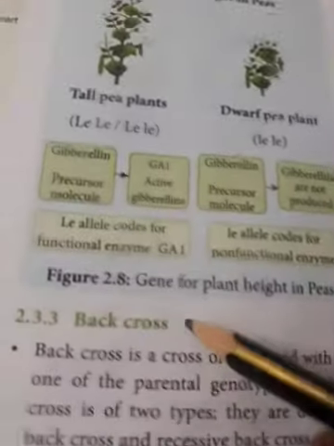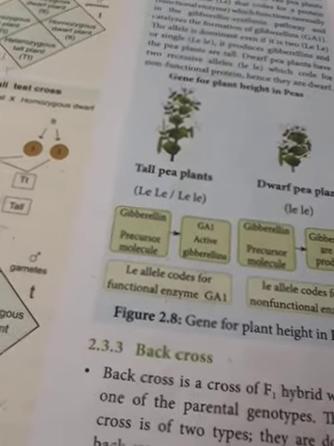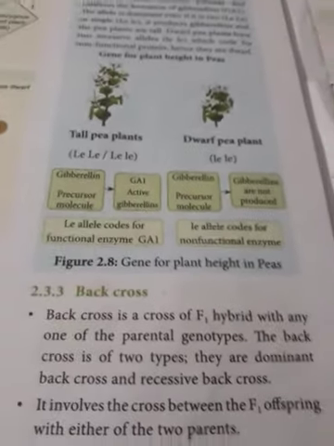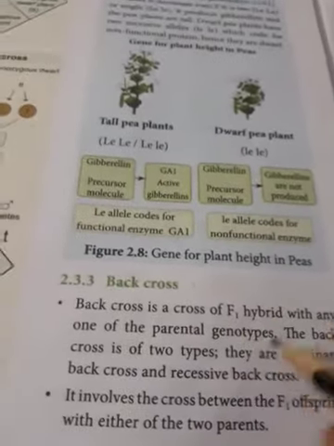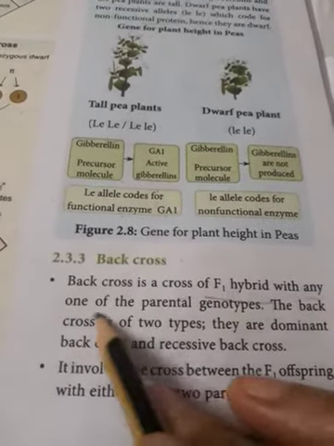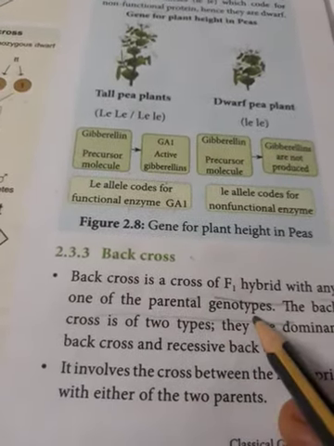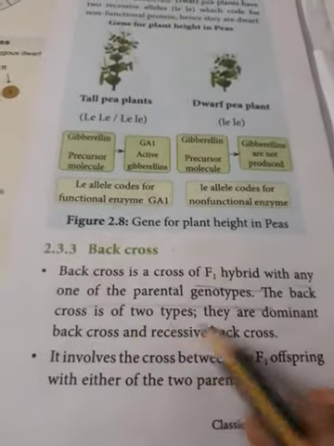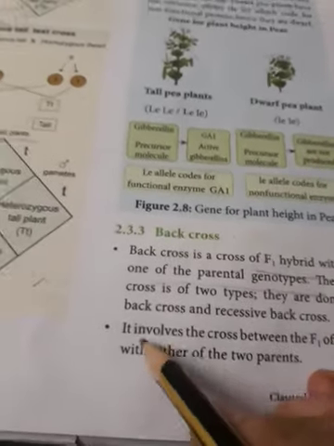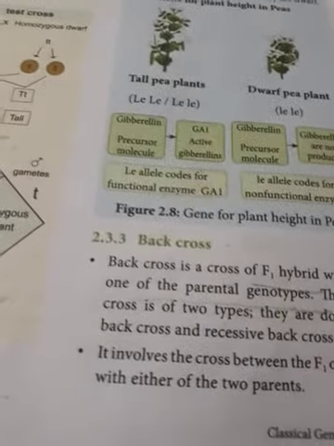Now next is the back cross. Very simple. When the F1 hybrid is crossed with either one of the parents, the tall parent or the dwarf parent. Crossing with the dwarf parent is the test cross. So a back cross is the cross of the F1 hybrid with any one of the parental genotypes, may be tall, may be dwarf. The back cross is of two types. If the F1 hybrid is crossed with the tall plant, it is called a dominant back cross. And if the F1 hybrid is crossed with the dwarf plant, it is called a recessive back cross.